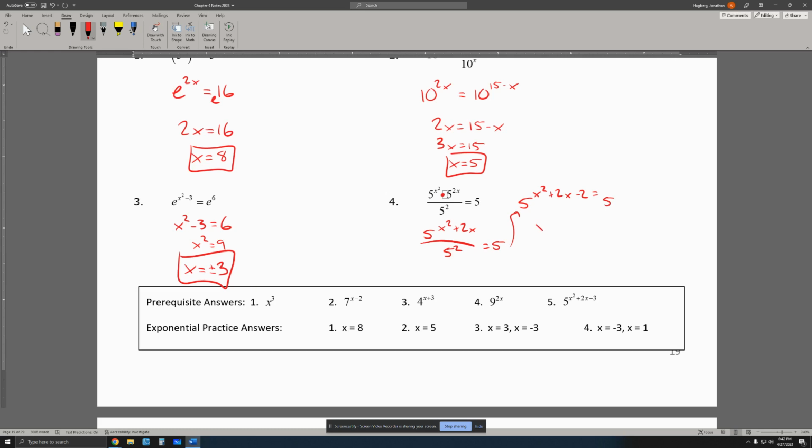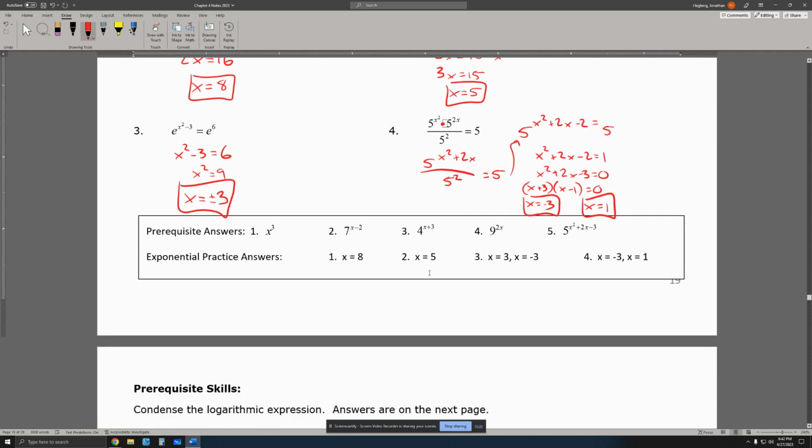Because we have a common base now of 5, we can set those powers equal to one another. X squared plus 2x minus 2 equals 1. Subtracting 1 from both sides, we get x squared plus 2x minus 3 equals 0. And then we can factor: x plus 3 and x minus 1 equals 0. And then finally, using the zero product property, we get x equals negative 3 and x equals 1.